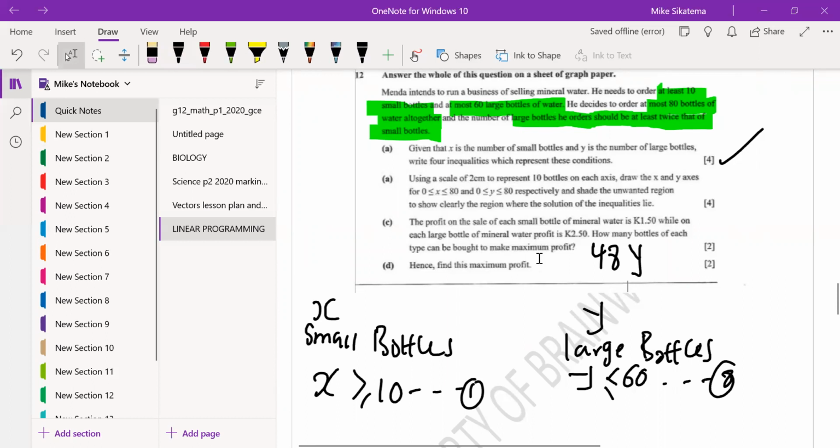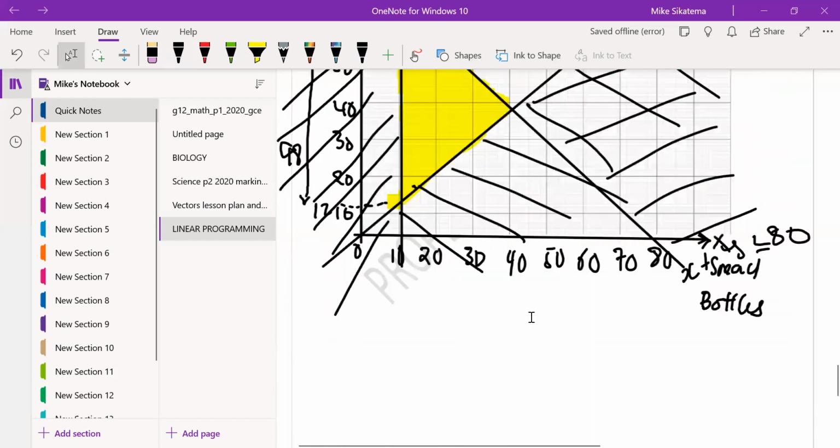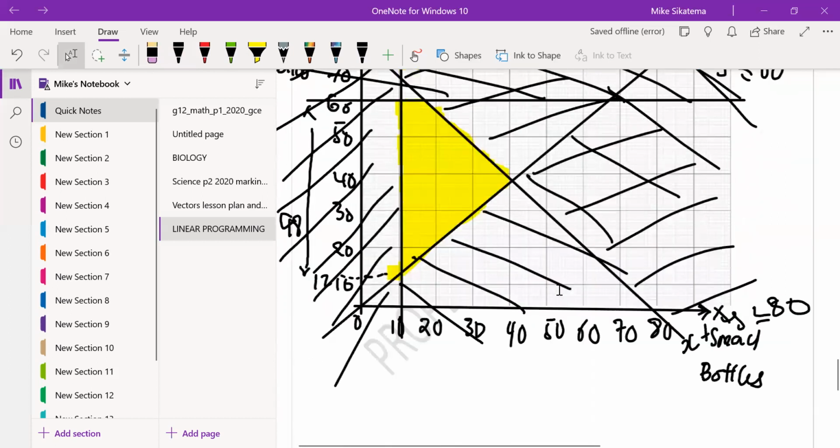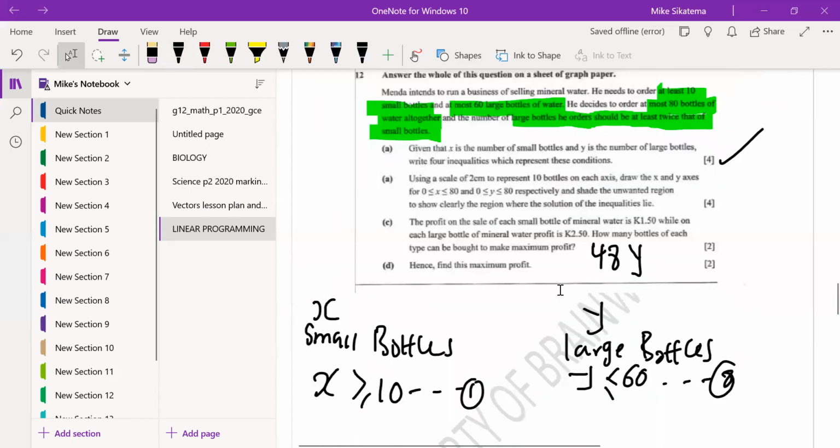Okay, I started with the large bottles. So for 48 large bottles, then for the small bottles, the highest number of small bottles is between this region here, which is between 40 and 10, so it will be 30. So maximum 30 small bottles.